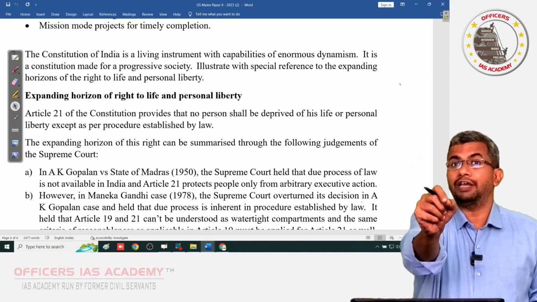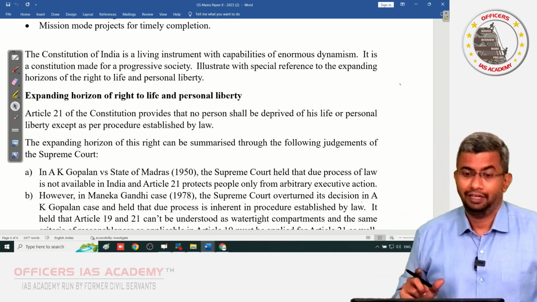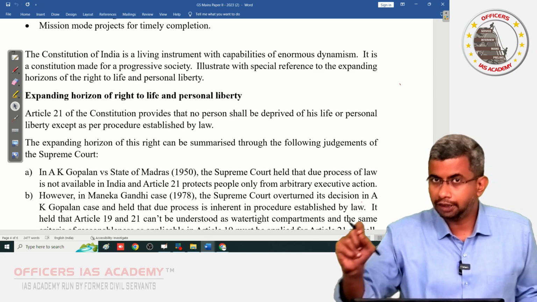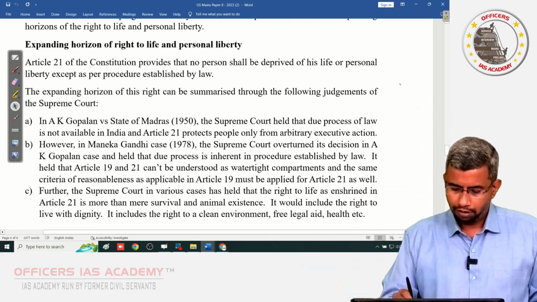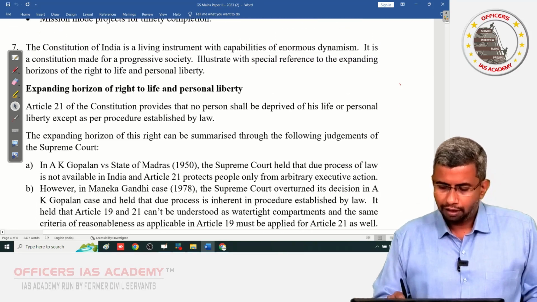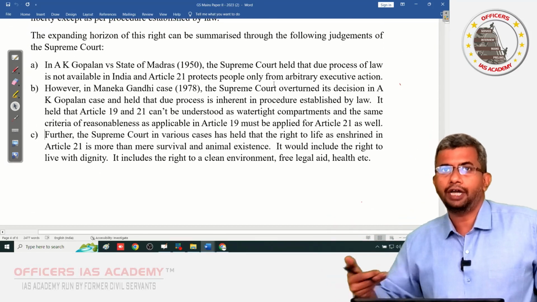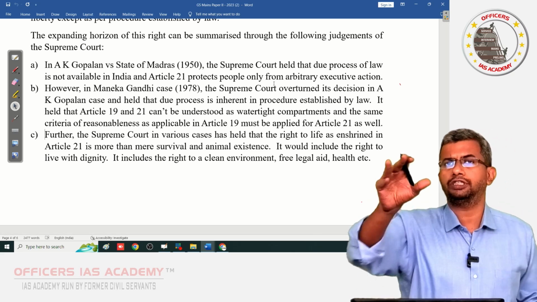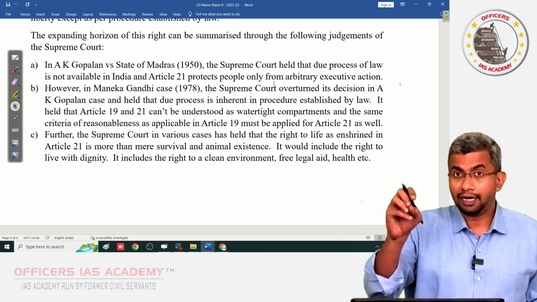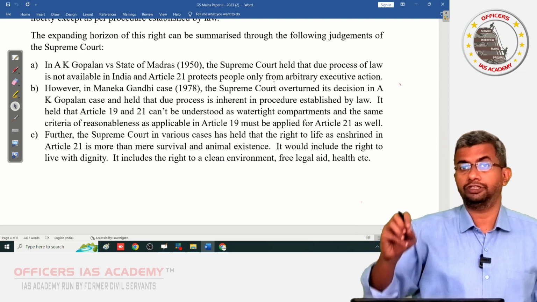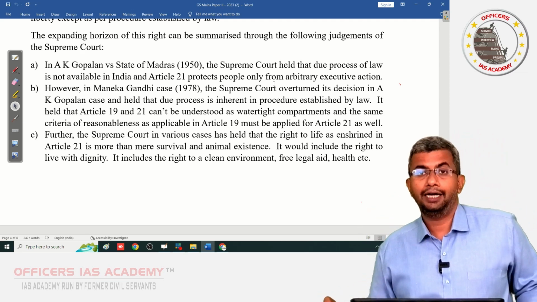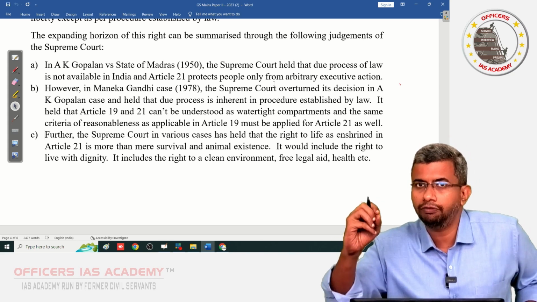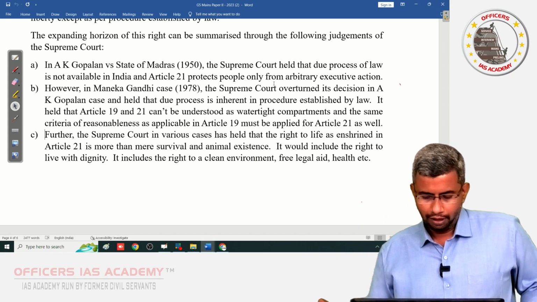But specifically right to life and personal liberty, which is Article 21. Article 21 provides that no person shall be deprived of his life or personal liberty except according to procedure established by law. And what are the case laws to illustrate how it has expanded? In A.K. Gopalan case, the Supreme Court strictly held it as procedure established by law. But in Menaka Gandhi case, the Supreme Court overturned its decision in A.K. Gopalan case and held that the procedure established should be reasonable. So it is as good as due process of law, which should follow natural justice.